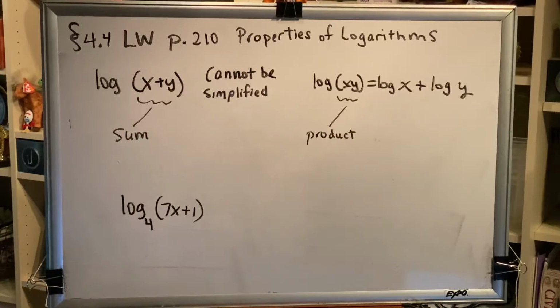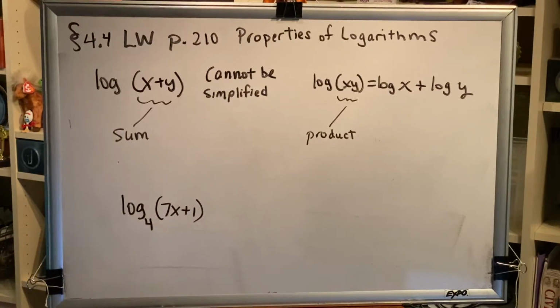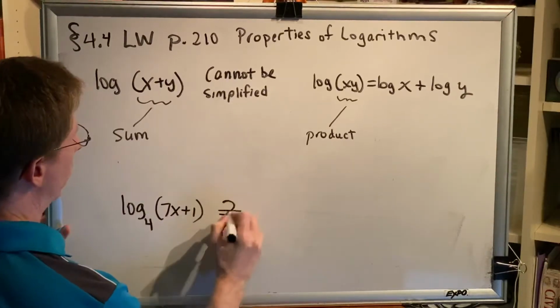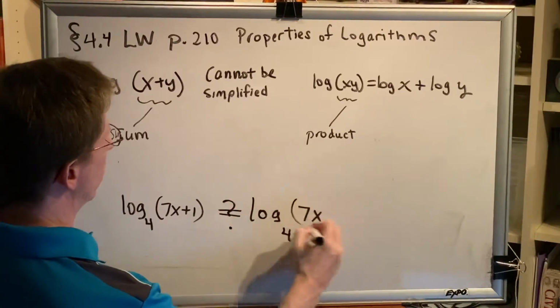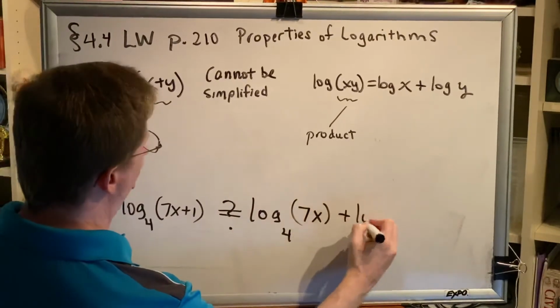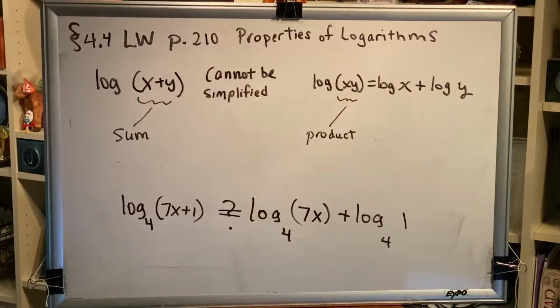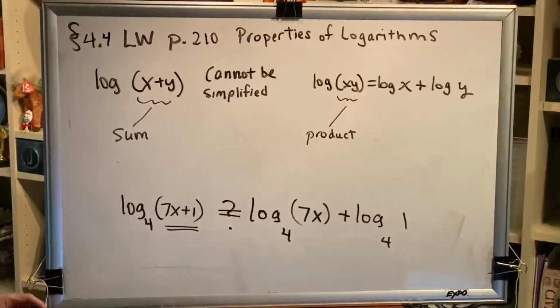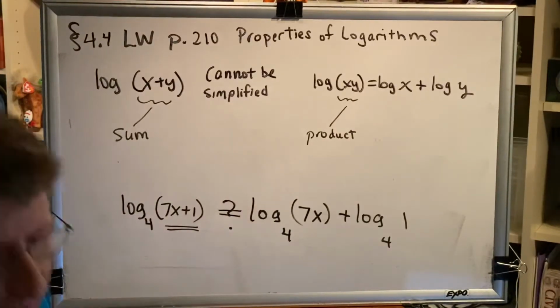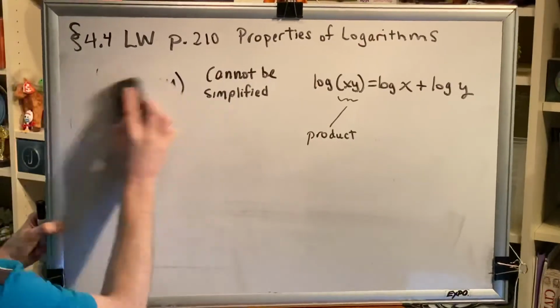Let's say you were given the following logarithm, log base 4 of the sum 7x plus 1. Does that equal log base 4 of 7x plus log base 4 of 1? The answer is no. These are not equal to each other because you cannot rewrite a sum. Keep this in mind as you now move on to this next learning objective.